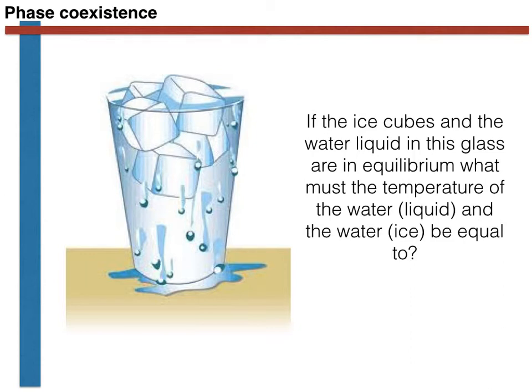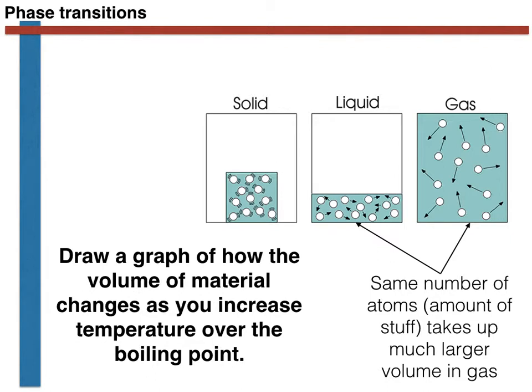Now let's consider a second easy question. Here I have a cartoon of a solid, a liquid, and a gas. In each of these pictures I have the same number of atoms, the same amount of stuff. What I would like you to do is to draw a graph of how the volume changes as you increase the temperature over the boiling point. Pause the video and take a moment to do this now.